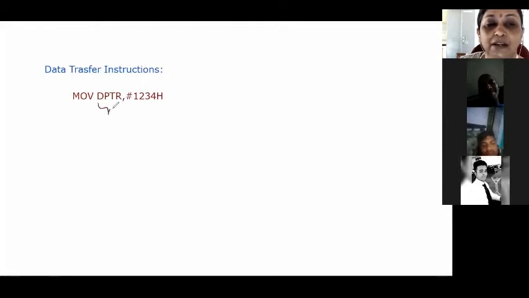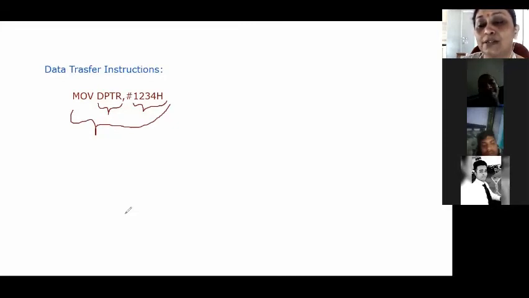What is DPTR? Data pointer. Data pointer register. It is a type of register. And what is this 1234 hex? Immediate data. It is immediate data. Therefore, the addressing mode used in this particular instruction is immediate addressing mode. So this 1234 indicates data. Okay, and this addressing mode is immediate addressing mode.